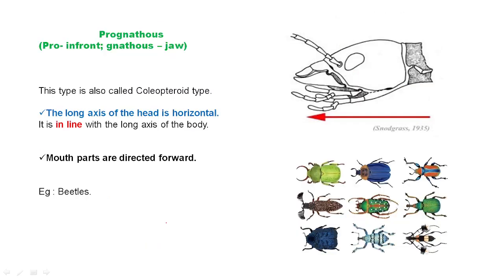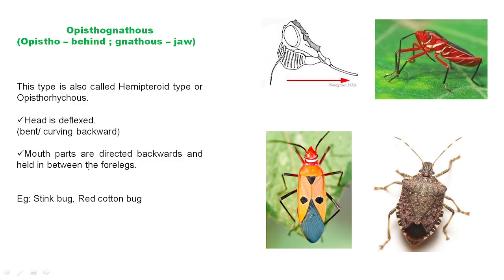Next, prognathous head. Pro means front, gnatha means jaw. Here the mouth parts are directed in forward direction. This is also known as coleopterate type of head. Here the long axis of the head is horizontal and in line with the long axis of the body. Mouth parts are directed in forward direction and this type of head is found in beetles and weevils.